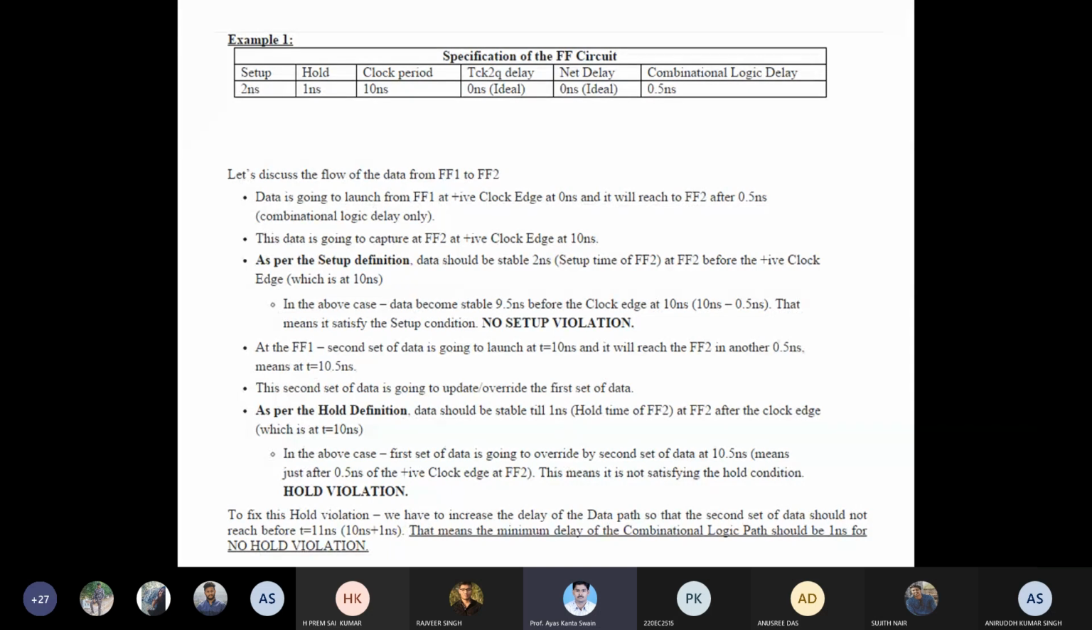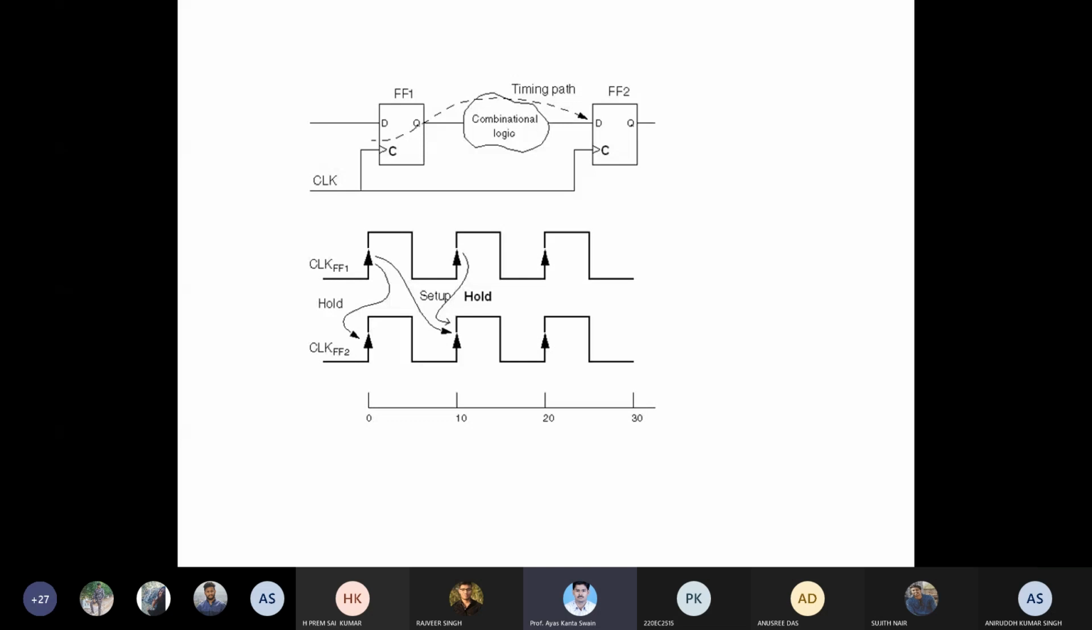Okay, so at 10 nanosecond, what will happen? The second data will be launched at the 10 nanosecond edge. Understood my point? When you are at 0 nanosecond, the first data is launched here. If I am moving my arrow on the screen, is it visible to you or no? Yes, sir.